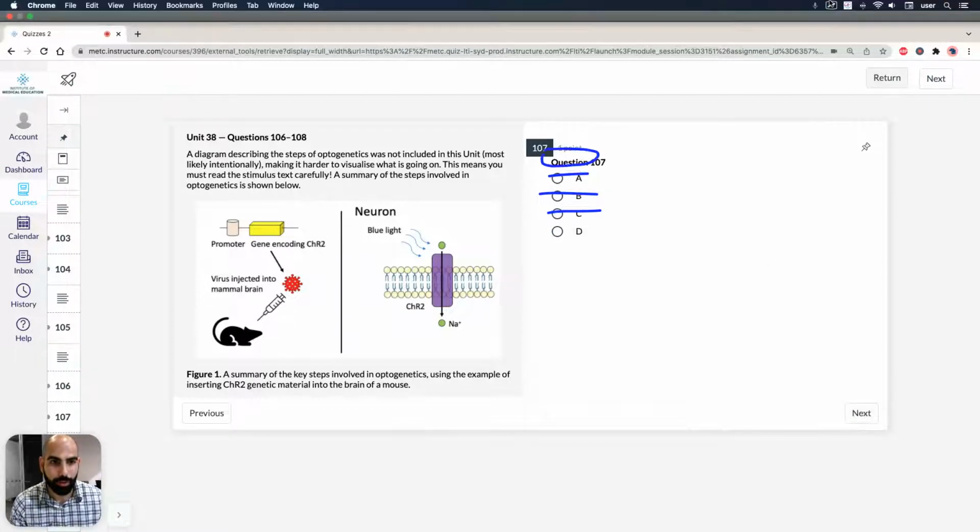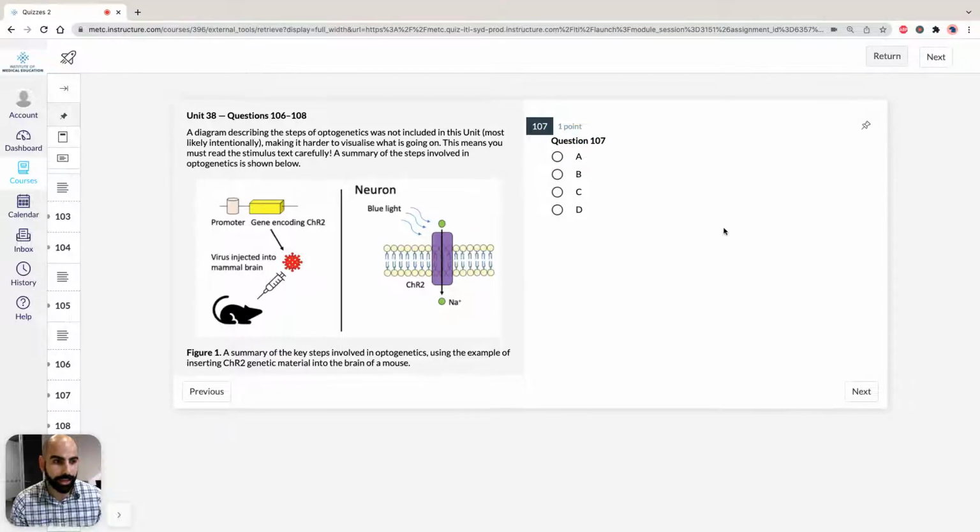So now if we move over to 107, it asks, after gene insertion leading to the introduction of light-sensitive channel protein into a mammal, which one of the following limits the cell types activated in response to light? Now, we know the answer to this. It says it there in the third paragraph of the unit. It says it right there in plain English. It says, together with a promoter specific for a particular mammalian cell type. So the answer for 107 has to be B.